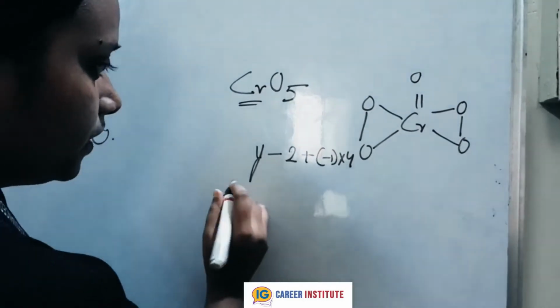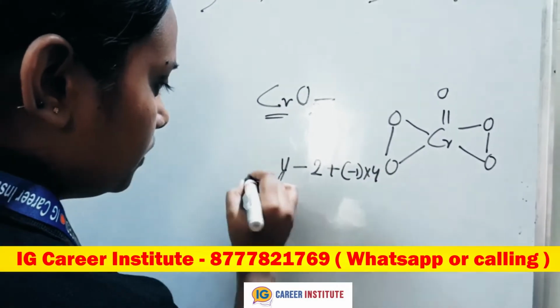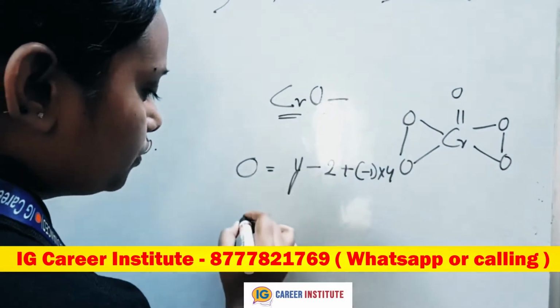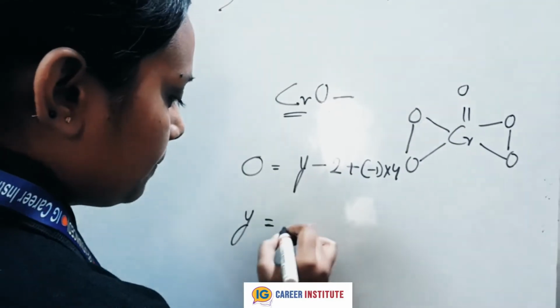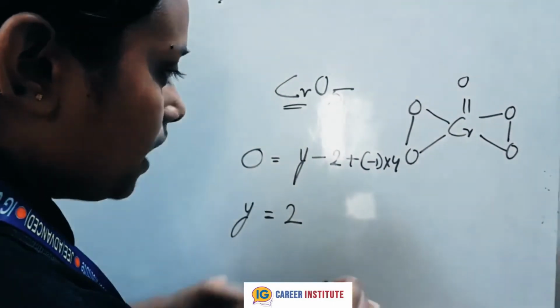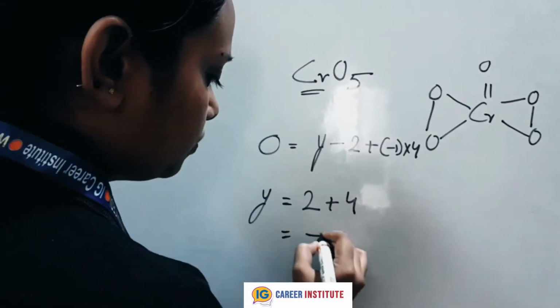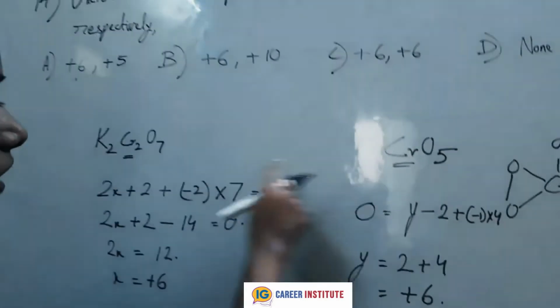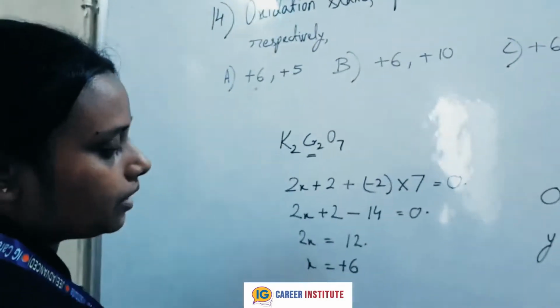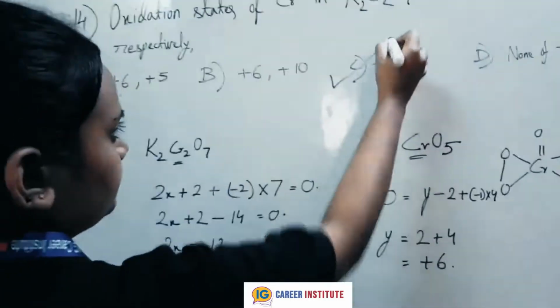That basically equals 0, because the molecule overall is neutral. So Y will come out as minus 2; if I move it to the right hand side, plus 2, and this minus 4, if I move it, it will become plus 4. So basically plus 6. So in both compounds, the oxidation state of chromium is coming out as plus 6. So which is the correct option? Option C.